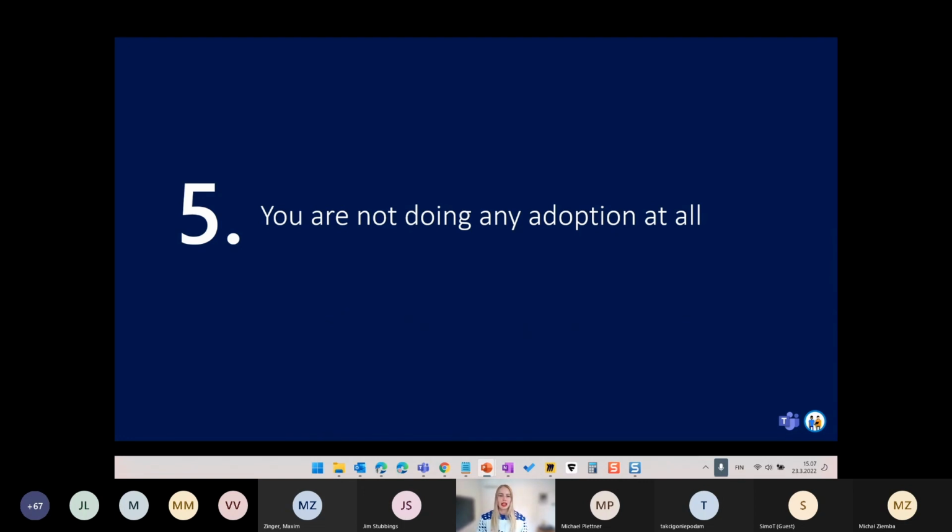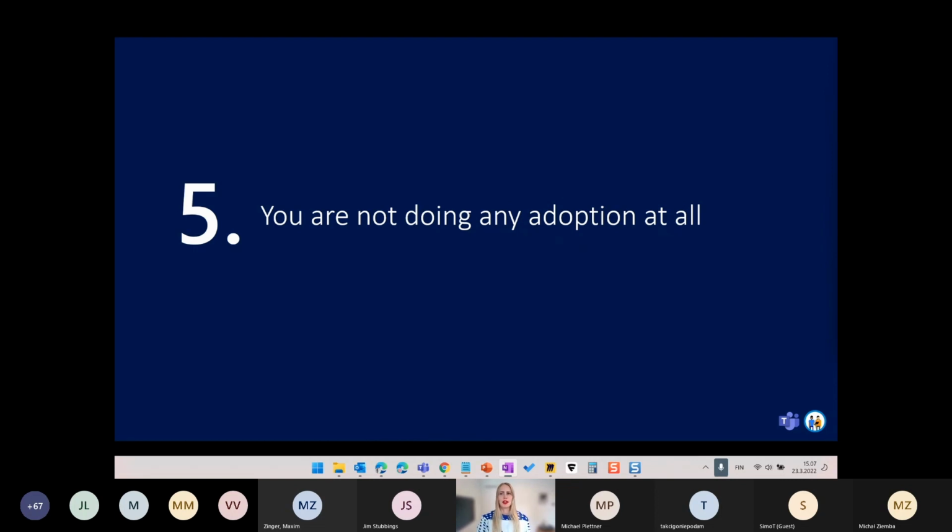Number 5, and I already told you about this, it was written in the session description, so it was a bit of a spoiler. The first story, number 5 in this case, is that we are not doing any user adoption at all.